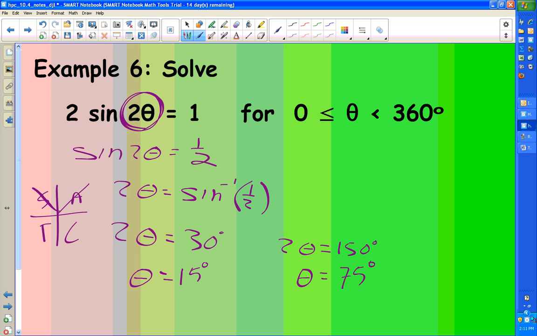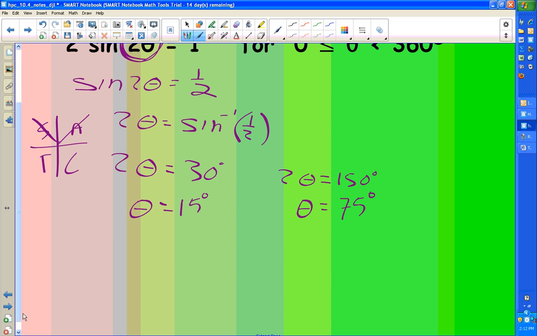When you're doing sine of 2 theta, what is the 2 doing for us? It's doing what to the period? So it's giving us more solutions. It's making the period half the size. What's the period of sine theta? 360, so half that period, 180. So we're going to have a period of 180 now for sine 2 theta. If we add 180 to the 15, theta could also equal 195 degrees. If you add 180 again, you're out of bounds.